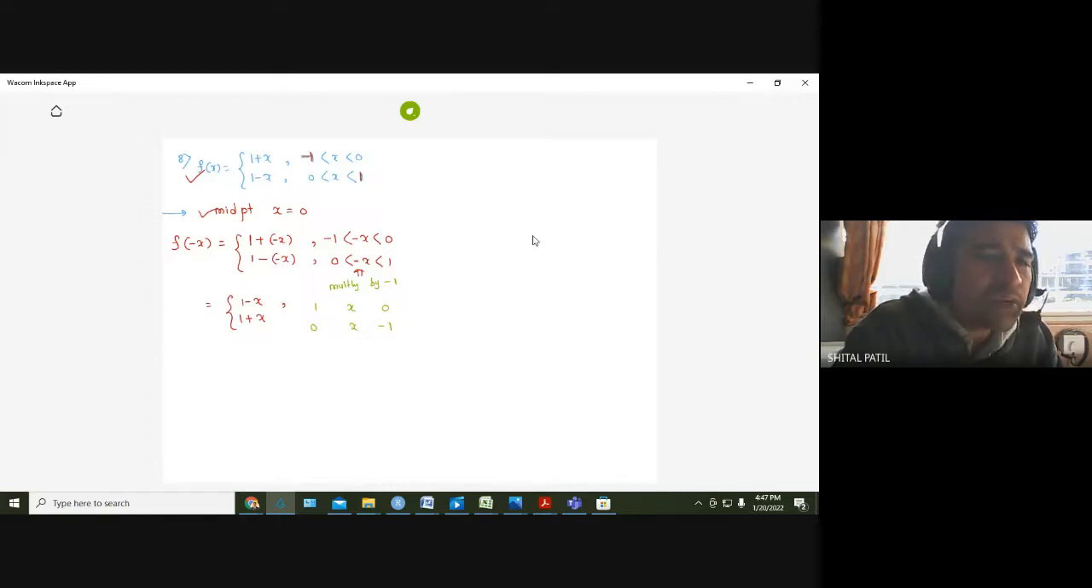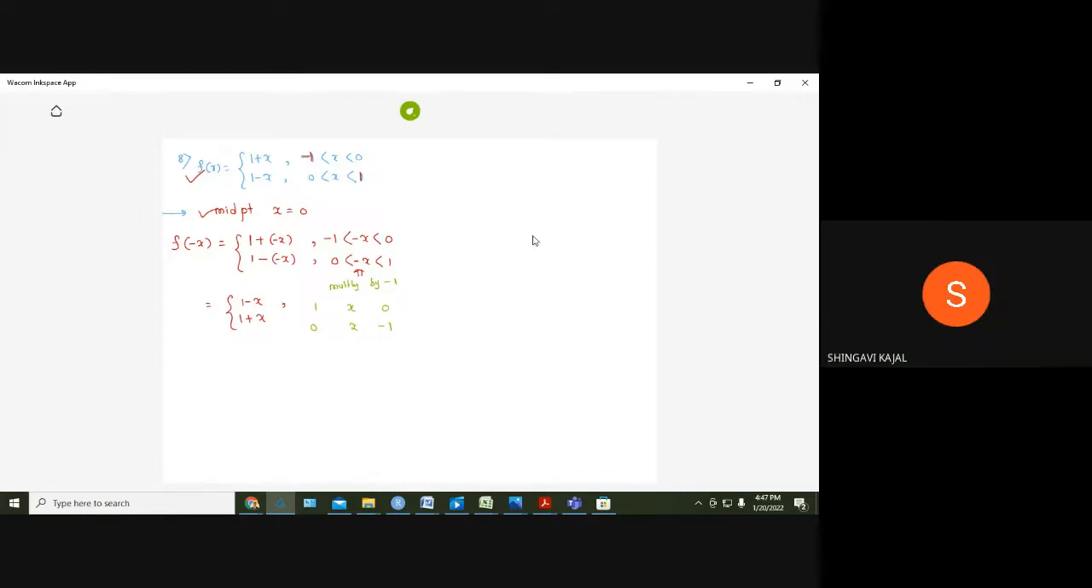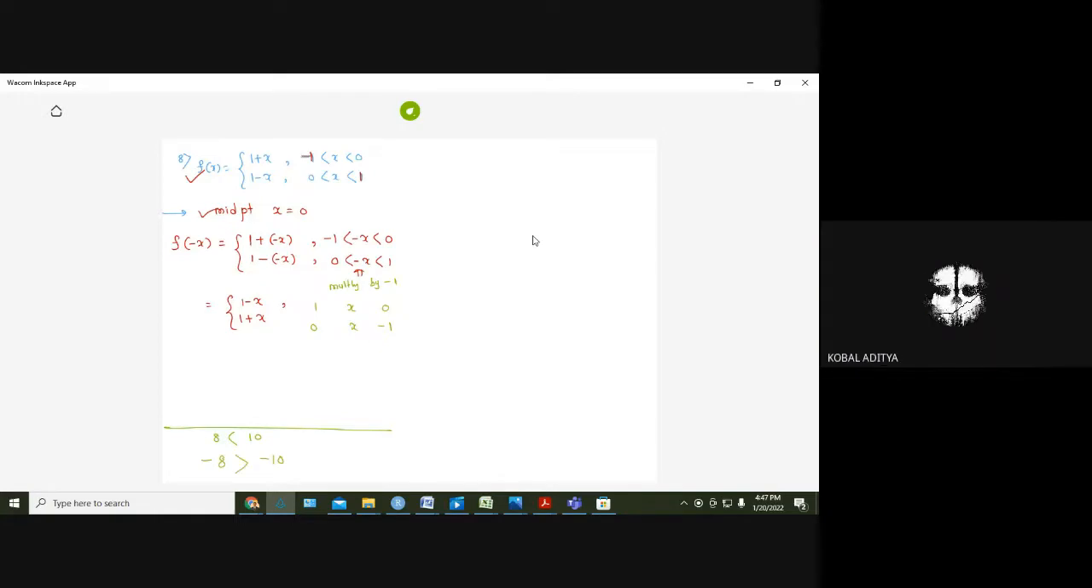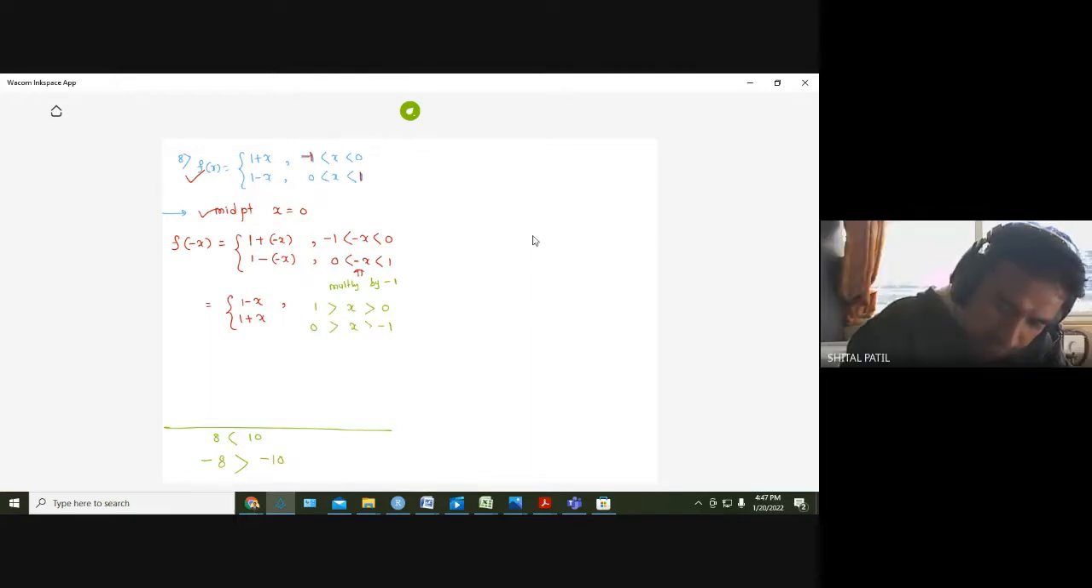But now what about the inequality sign? Whenever we multiply by minus 1, it will change, it will be interchanged. For those who are not clear, say 8 is less than 10. But if I multiply by minus 1, what will be the sign between minus 8 and minus 10? It will change. So it will be like this, like this, like this.